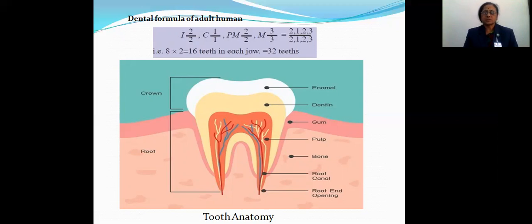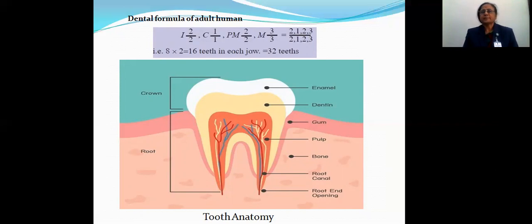Now the structure of this is the tooth anatomy. A tooth is made up of two main parts. This is the crown and this is the root. The crown is the visible portion. Dentine is present and dentine is covered by enamel. Enamel is the hardest substance in our body.